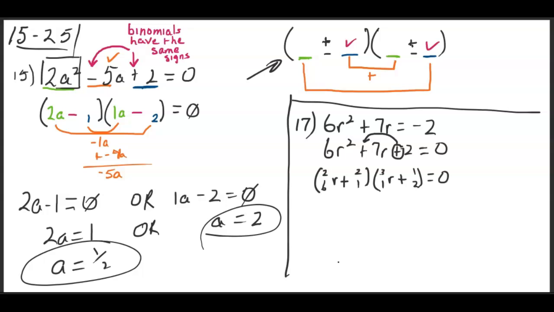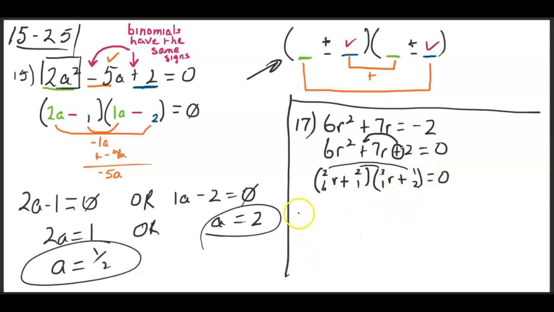Okay, so let's walk through our options. If it's a 2 and a 3 to make the 6r squared, and a 2 and a 1, right? 2 and 3, this right here is 6. This right here is 2. 6 plus 2 is 8. So that's out. So it can't be 2r plus 2, 3r plus 1.